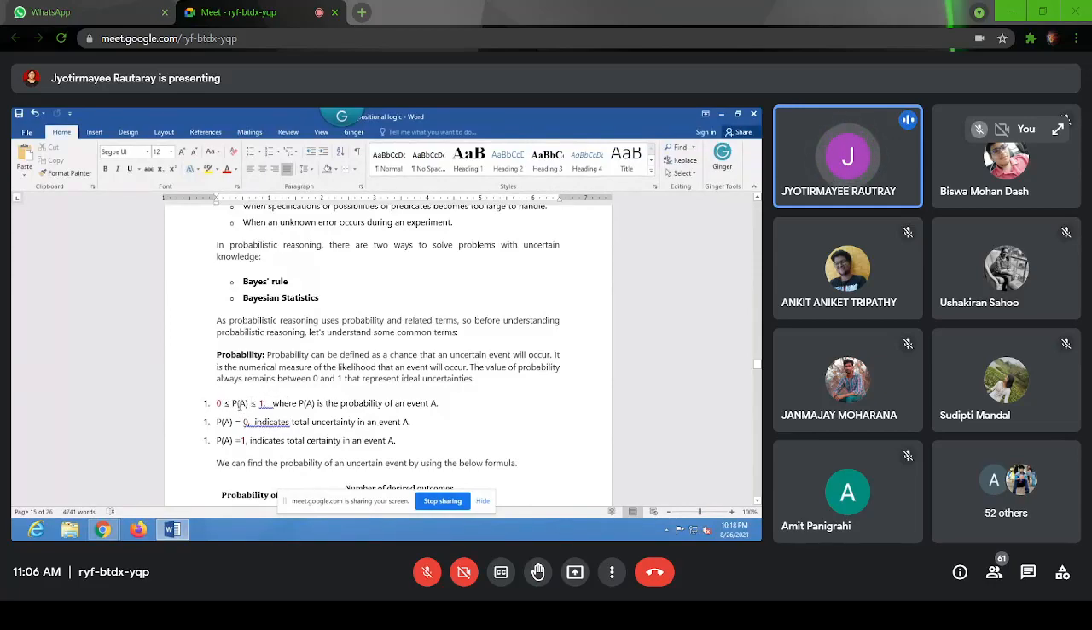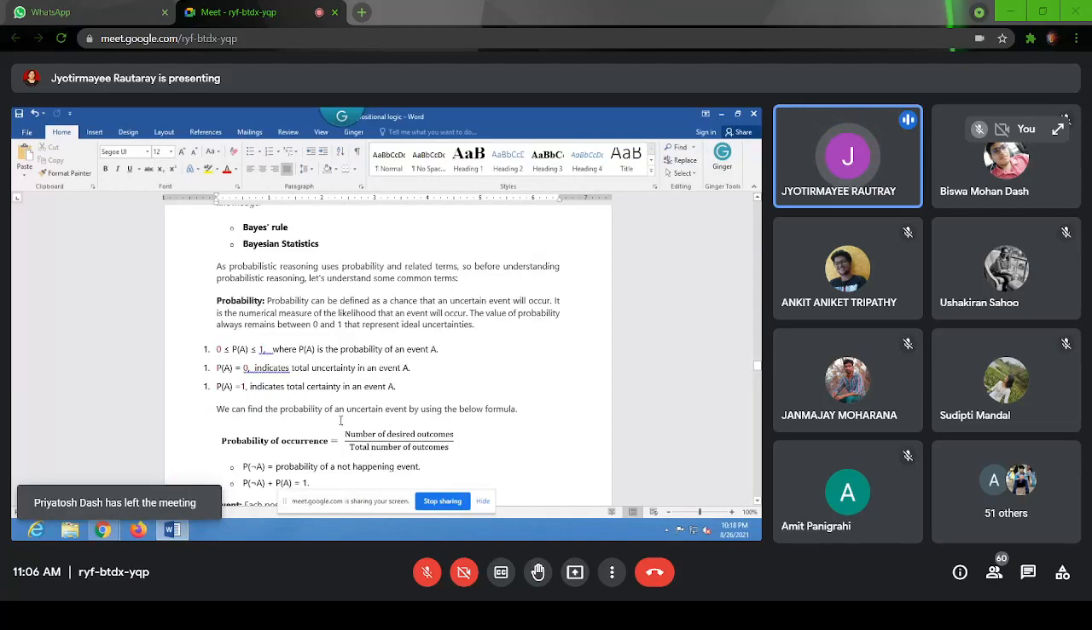Okay, we call this A an event. If the probability of A equals 0, that indicates total uncertainty in an event, and if it is 1, that indicates total certainty of an event. And we calculate the probability of an uncertain event. Probability is always meant for an uncertain event, and if we subtract that from 1, then we will get the certain event.